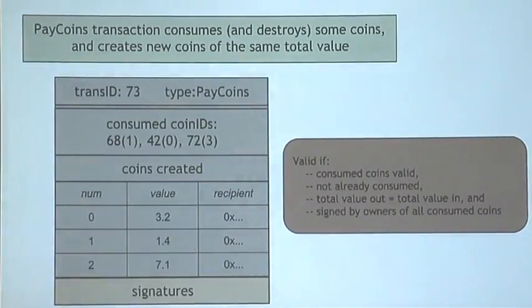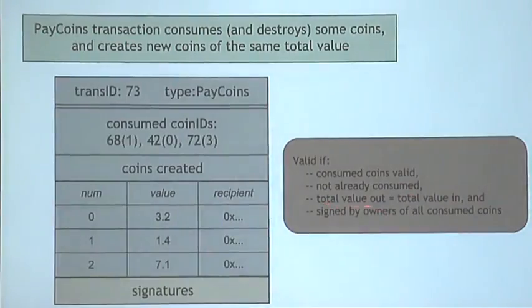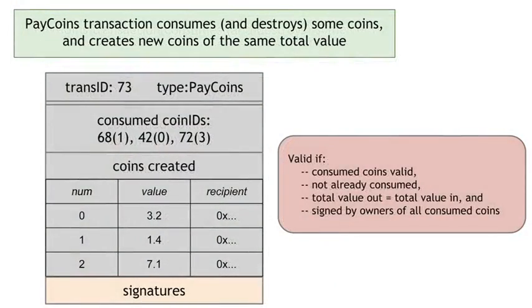The rules of Scrooge coin say that a pay coins transaction is valid if 4 things are true. First, if the consumed coins are valid, that is, they really were created in previous transactions. Second, that the consumed coins were not already consumed in some previous transaction. That is, that this is not a double spend. Third, that the total value of the coins that come out of this transaction is equal to the total value of the coins that went in. And finally, that the transaction is validly signed by the owners of all of the consumed coins. If all of those things are true, then this pay coins transaction is valid. Scrooge will accept it. He'll write it into the history, into the blockchain, and everyone will see that this transaction has happened.